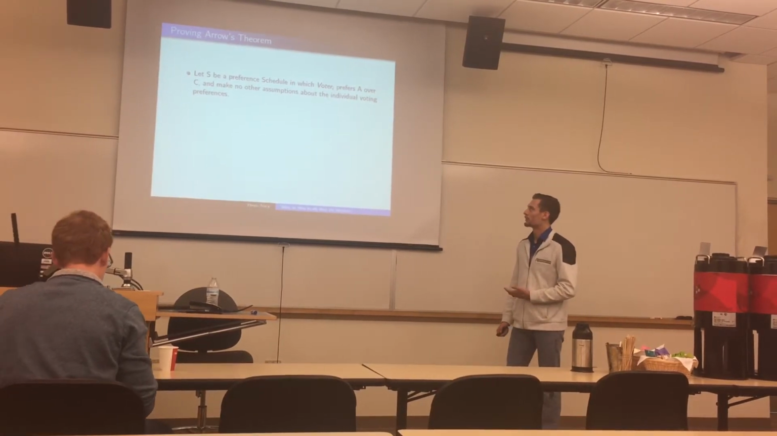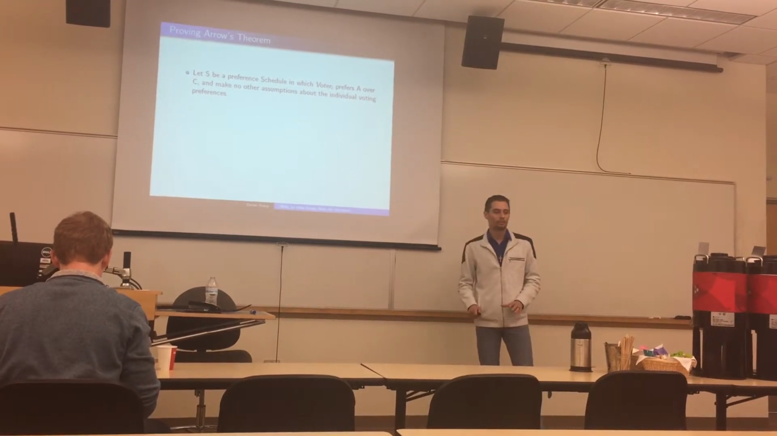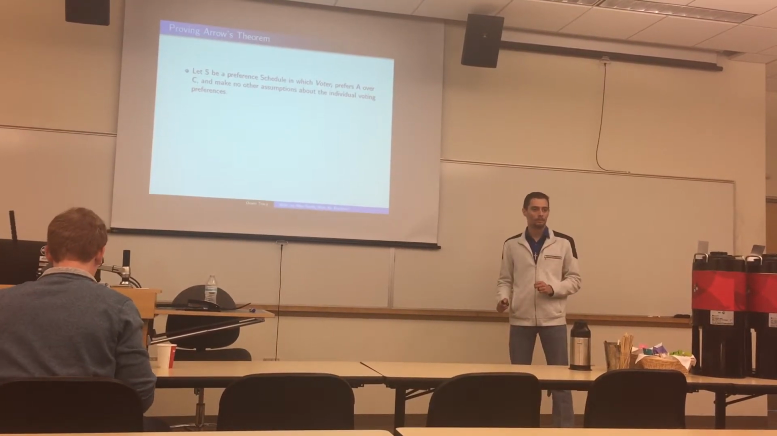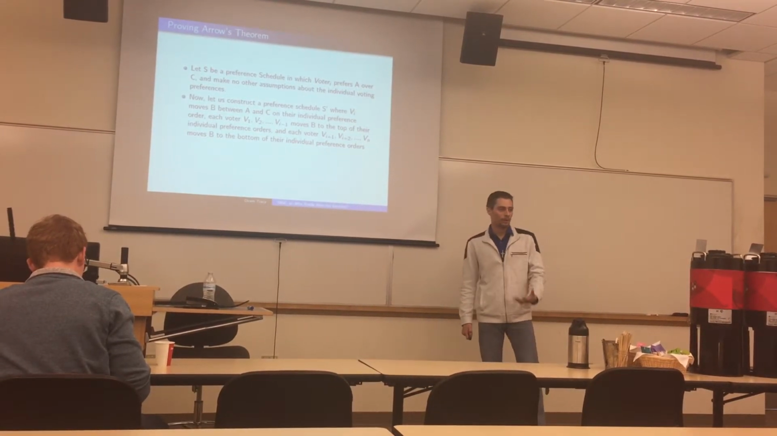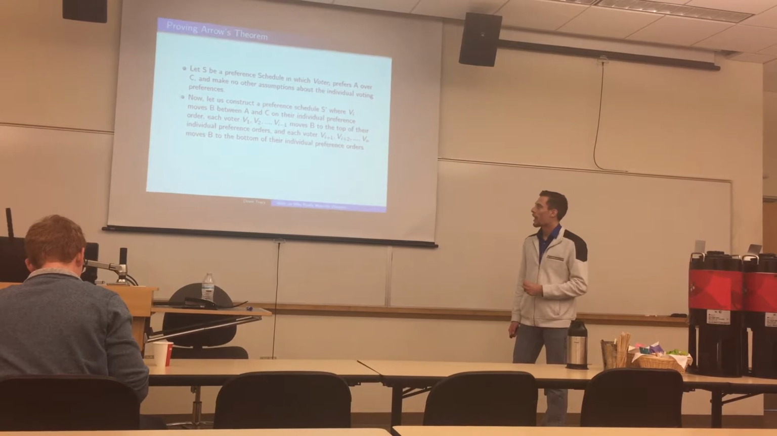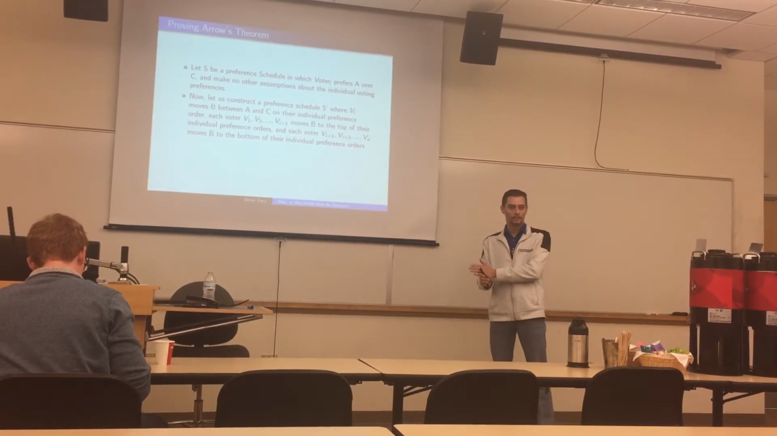Let S be a preference schedule in which voter I prefers A over C. We're not going to make any other assumptions, just that voter I prefers A over C. Now I'm going to construct another preference schedule, which I'm going to call S prime. In this one, voter I has B ranked between A and C. So voter I has ranked A, B, C.